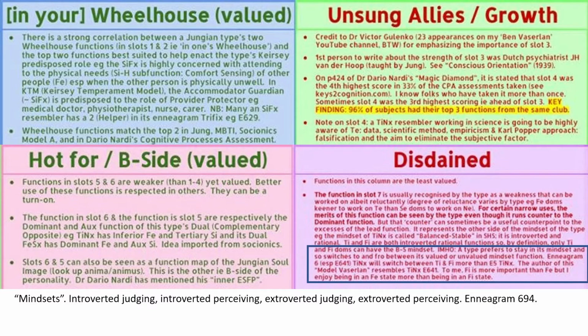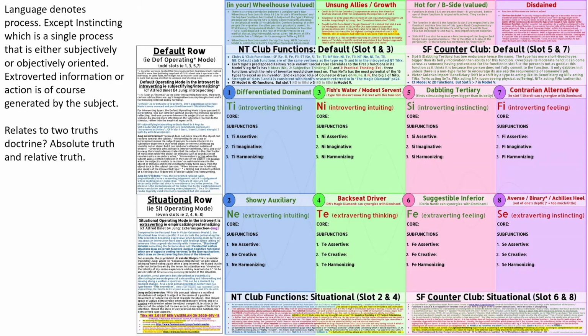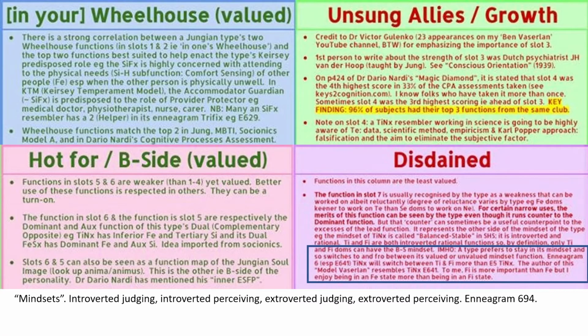So on to these columns of functions: blue, green, red, purple. In your wheelhouse, that's the bread and butter of typology, really. That's the Jungian stuff. I don't think it's really anything to talk about there. It's fairly agreed upon. The big change, though, from Model G is this green column, unsigned allies / growth.